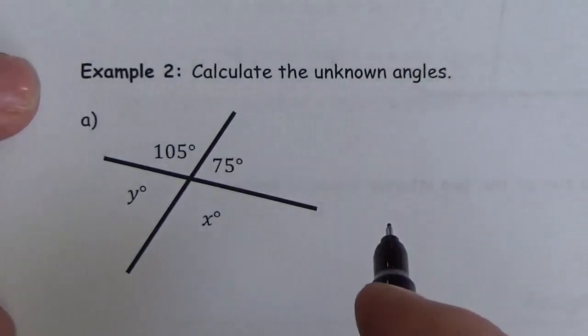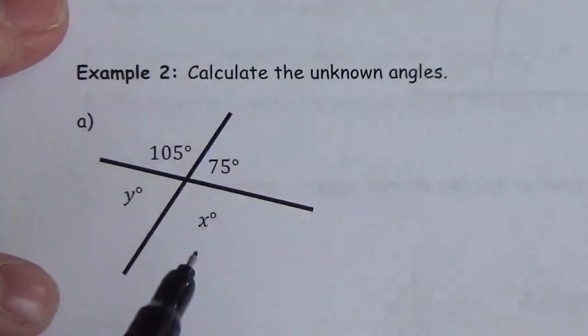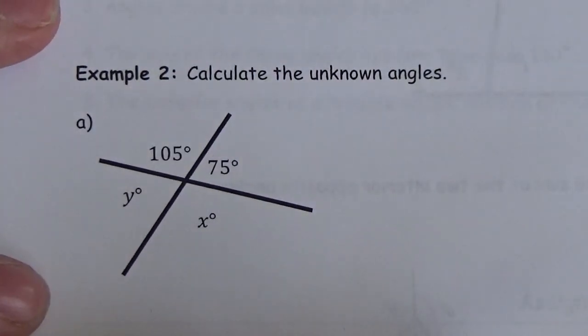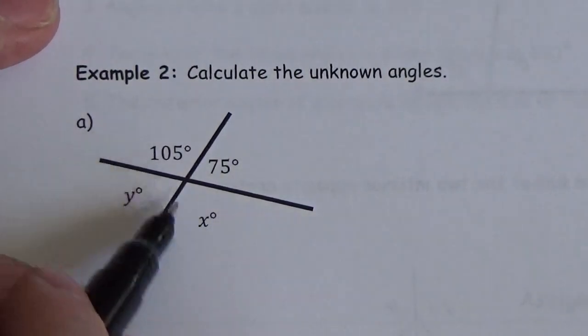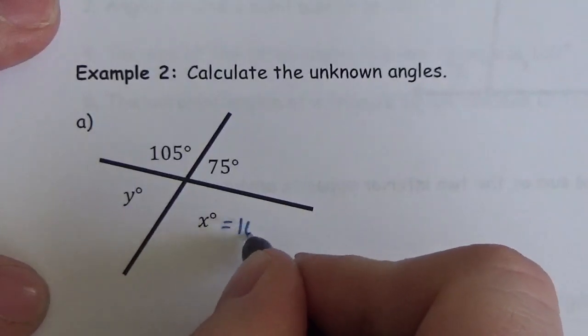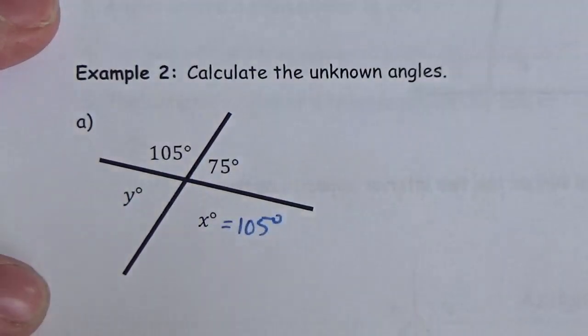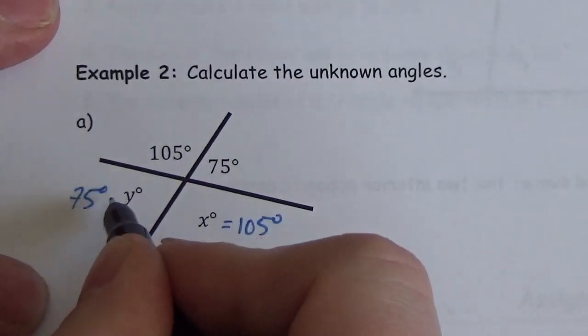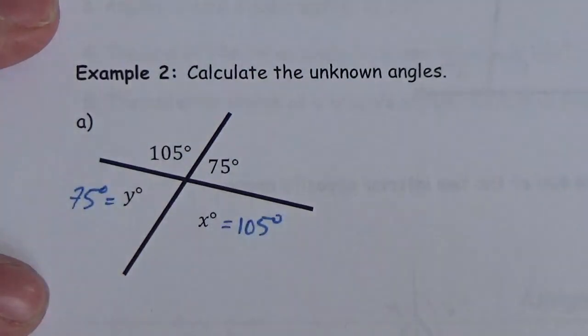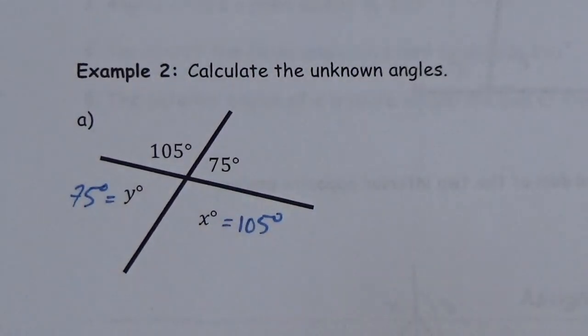So this question is telling us to calculate the unknown angles. Because I've got this rule now about vertically opposite angles, this actually becomes really, really easy. I've got two lines that are crossed here, so I know that X must equal 105 degrees. And I know that Y must equal 75 degrees. Has to be that way. I don't even really have to do a calculation. I just know that those are going to be equal.